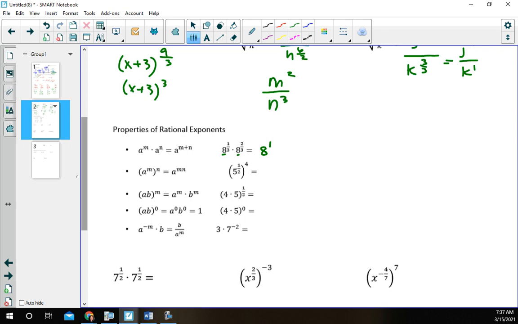Okay, power to a power, you multiply. So 4 times a half, it's kind of like distributing into it. Half of 4 is 2. Same thing with this one.